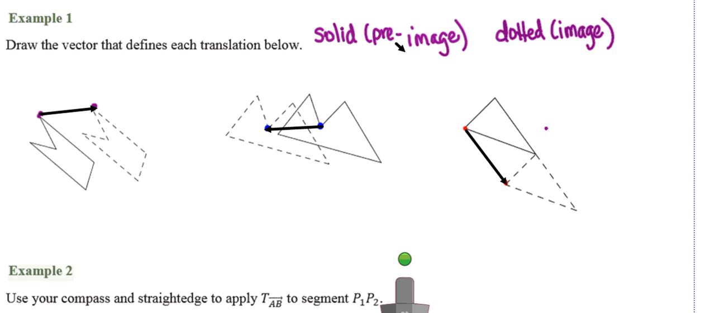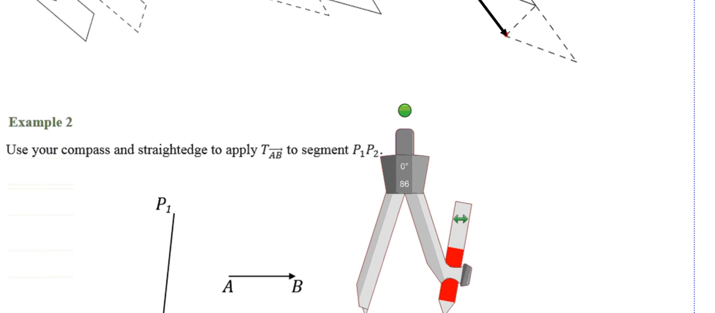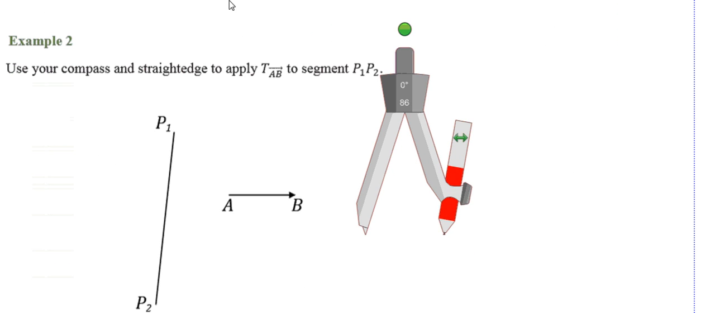And again, it doesn't matter which point you pick in the pre-image and which point you pick in the image. As long as you connect corresponding points, the vector will always be the same size in the same direction. All right, let's get to the part that I know you've been waiting for. Grab your compass and we are going to go do a construction.